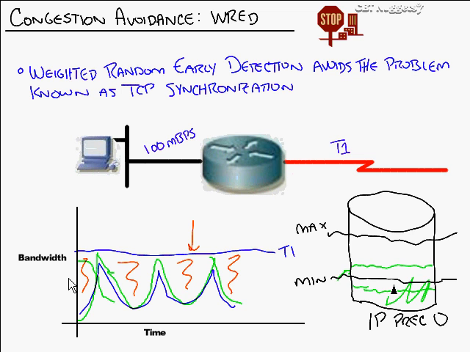Let me color all this in. It'll start picking off random packets and saying, okay, this one's going to get dropped, this one's going to get dropped, hoping that the TCP conversations will start slowing back down and the window sizes for a few of the people will decrease, allowing the many conversations to keep going.